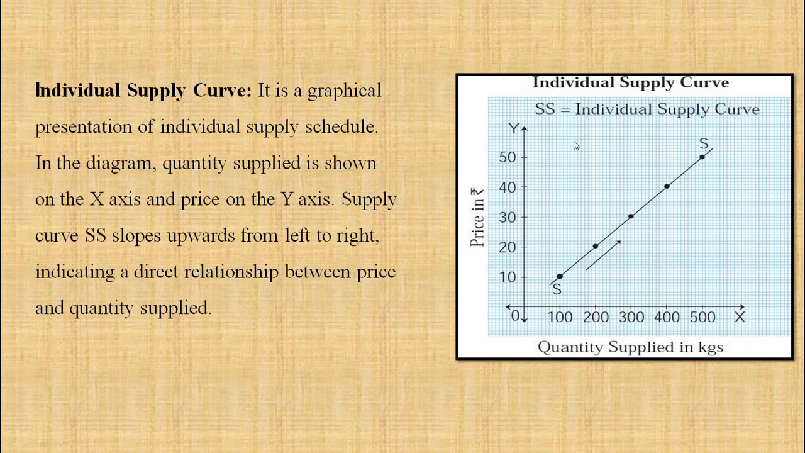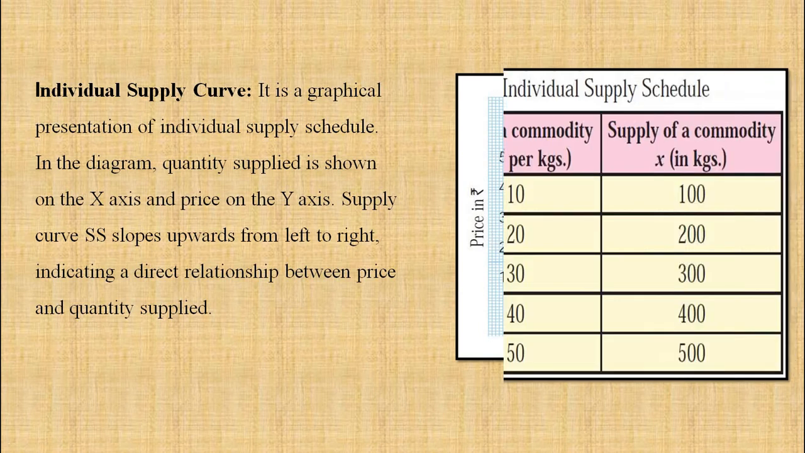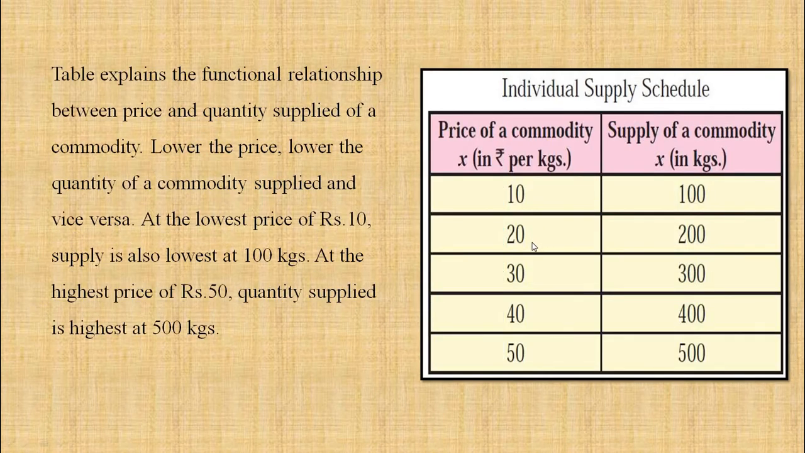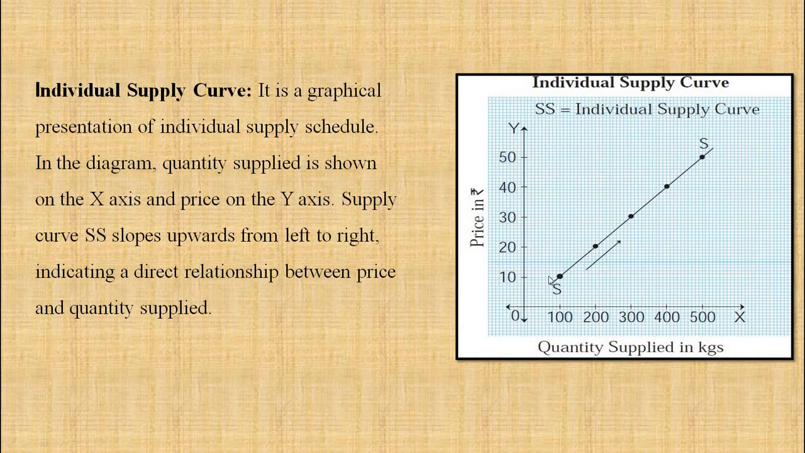Look at the diagram. It is a graphical representation of individual supply schedule. In the diagram, along the x-axis we measure quantity supplied and on the y-axis price. According to the table, we got these points: when the price is 10, 20, 30, 40, 50, supply rises to 100, 200, 300, 400 and 500. When price is 10, supply is 100.